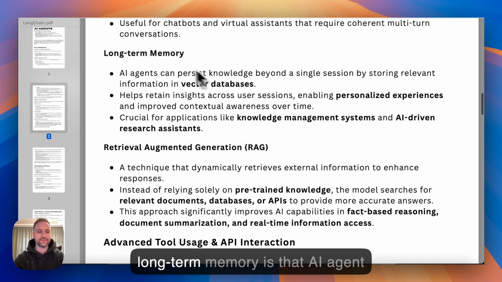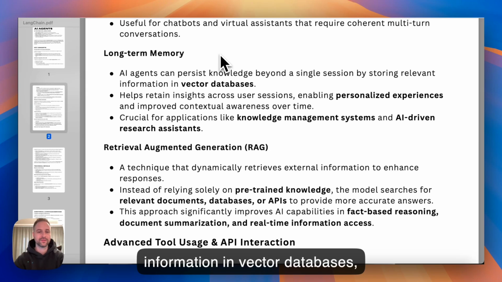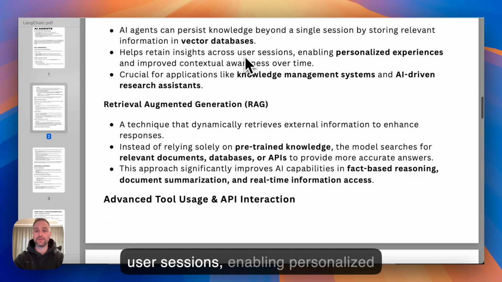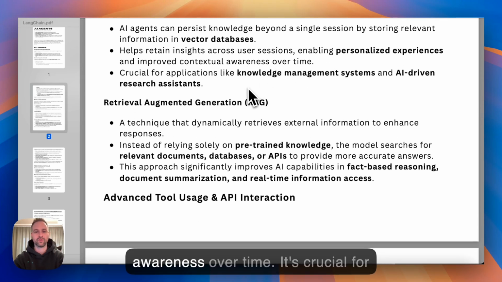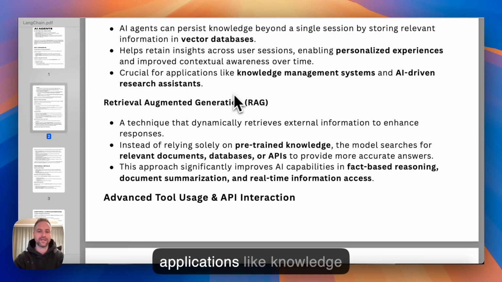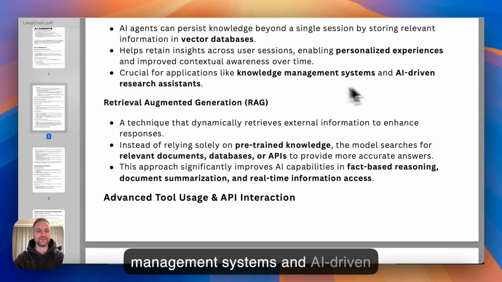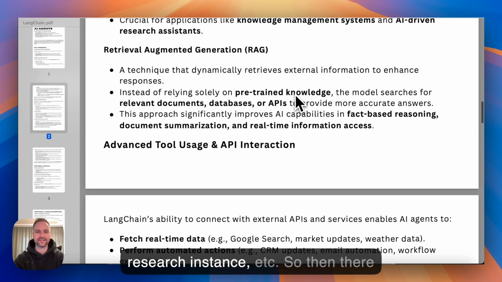With long-term memory, the AI agent can persist knowledge beyond a single session by storing relevant information in vector databases. It helps retain insights across user sessions, enabling personalized experiences and improved contextual awareness over time. It's crucial for applications like knowledge management systems and AI-driven research assistants, etc.